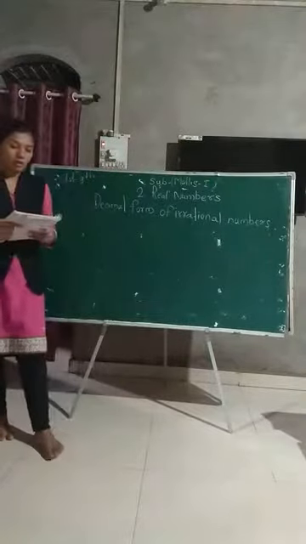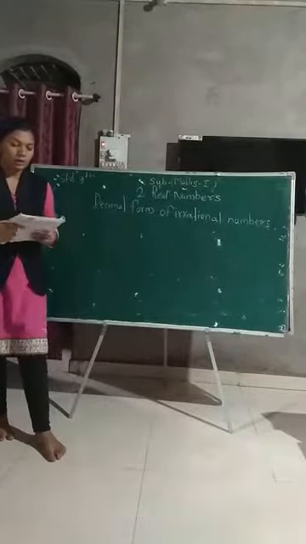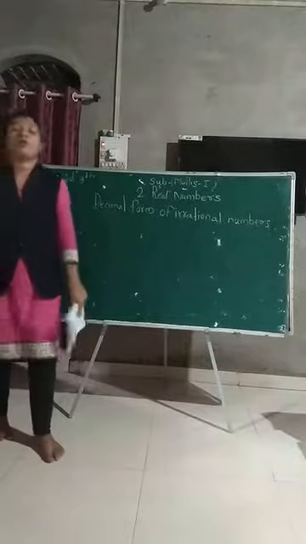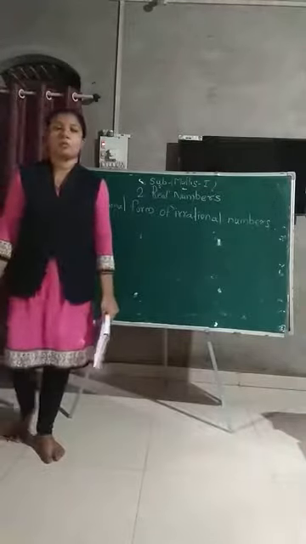Find the square root of 2 and 3 using the division method. Here we use the division method to find the square root of 2 and the square root of 3. So here is an example.